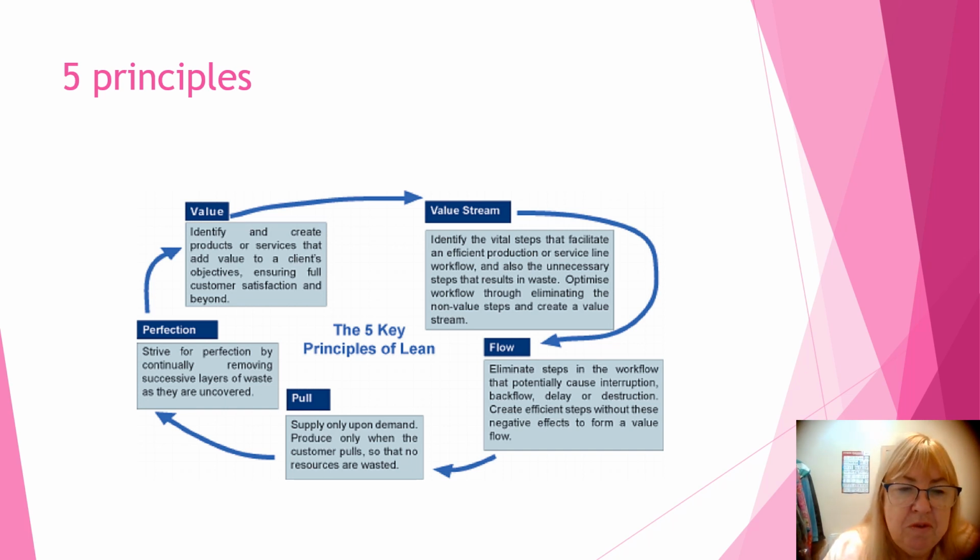The next step after pull is perfection. You strive for perfection by continually removing successive layers of waste as you spot them. So keep reviewing it, keep looking to see if there's any place we can shave it off. And remember, the focus with lean is on waste. And it could be time, it could be stuff, it could be people. Okay? Anything. And then you go around again to value, identify and create products or services that add value to a client's objective. So hopefully the moving around the circle means that you've added value to your product, and it's meeting the client's objectives, and it will ensure full customer satisfaction.